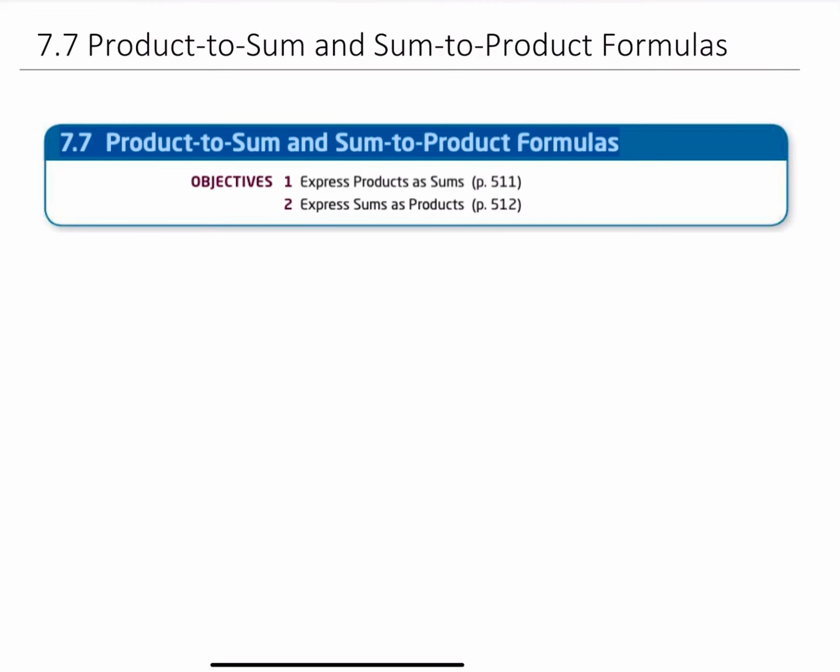Hello and welcome back. In this video, we're covering section 7.7. We're completing our series of videos on these additional trigonometric identities and formulas. So these will be called product to sum and sum to product formulas. So let's just take a look at them and see how we can apply them and what they describe.